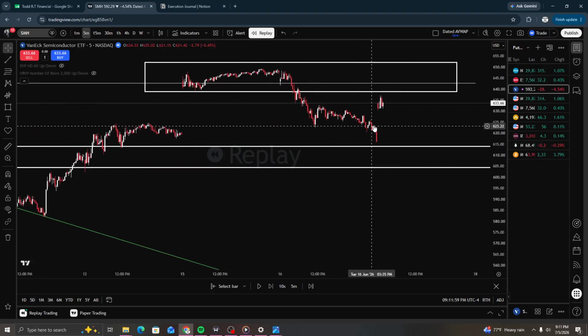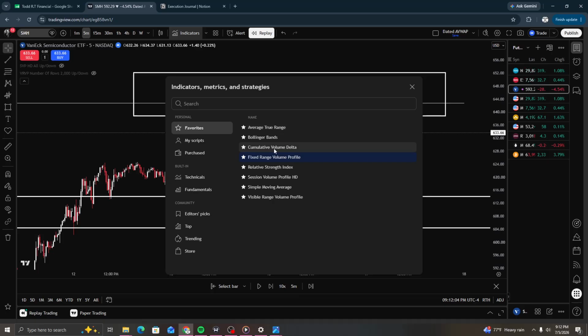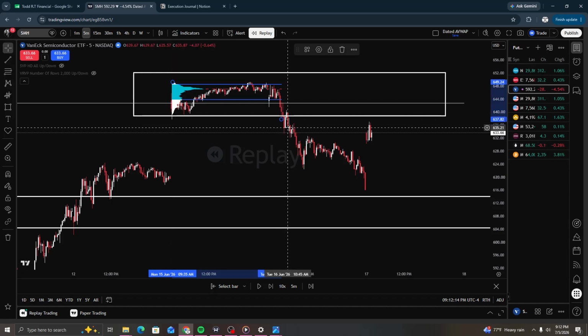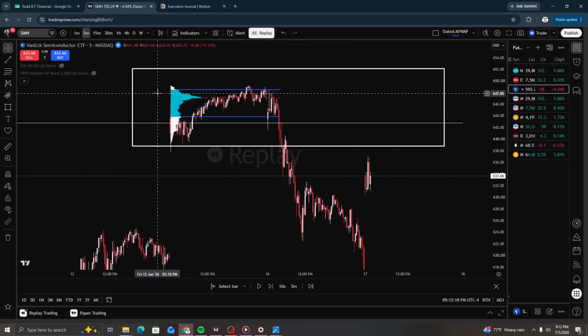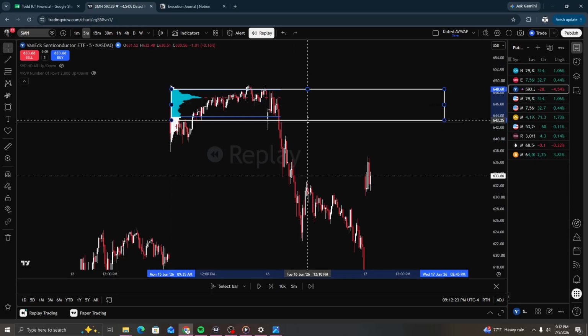Okay, we want to see now how price reacts to this old range, and I didn't even draw my volume profile, and it's going to be from here to this leg here. Okay, because this is where we broke out, and we have all the volume traded here. Okay, so this is what our box is going to look like.